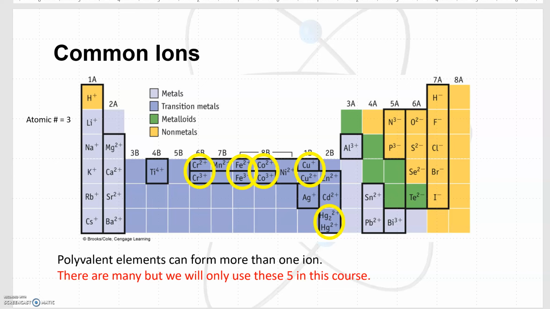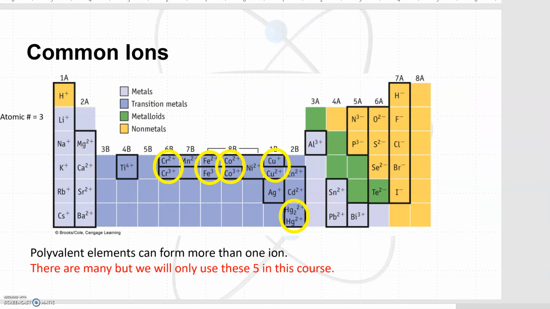What about these that have more than 1? Look at that. So chromium, Cr, has a +2 or a +3. And we call these polyvalent elements because they can form more than 1 ion. Many just form 1 ion, that's all they do. But others can have more. There are more polyvalent elements than are listed on this chart, but these are the ones that we're going to be using in this course.